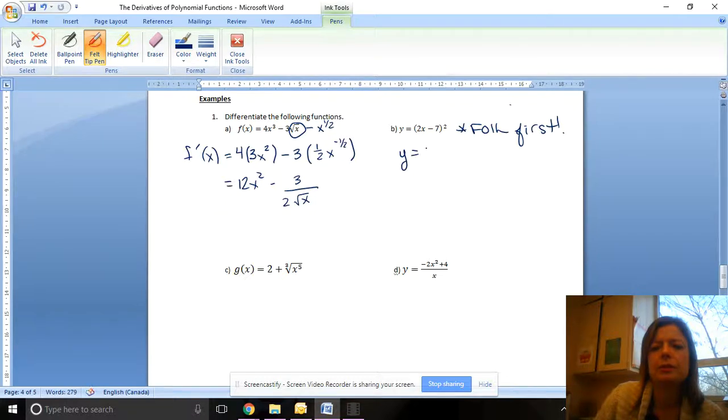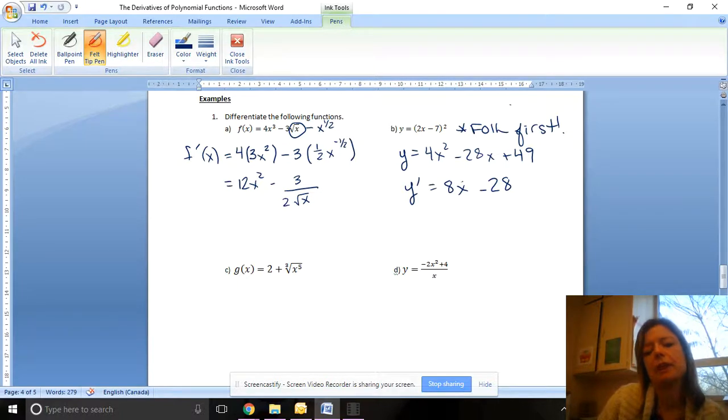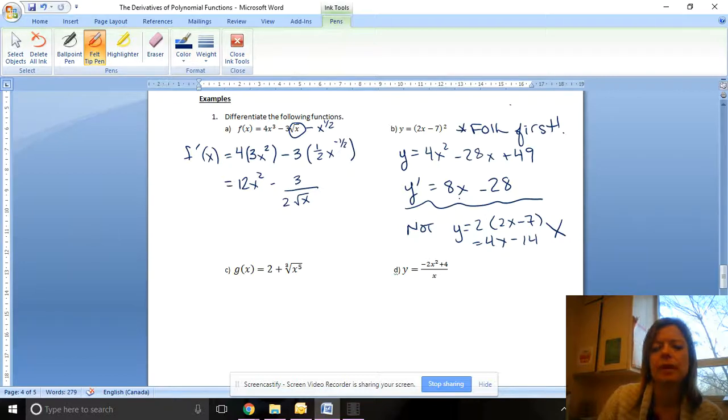So y is equal to 4x squared minus 28x, right? Yep, plus 49. Okay, and now we can take the derivative. So that gives us 8x, because 4 times 2, and then minus 28 is the derivative. Okay, notice that it would not have worked if you would have done y equals 2 bracket 2x minus 7. Because that gives you 4x minus 14, which is not the derivative. So that does not work, and you'll learn why later on.